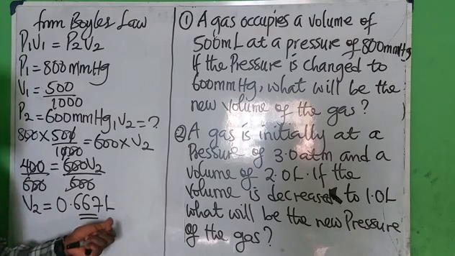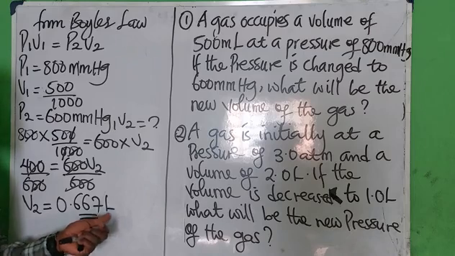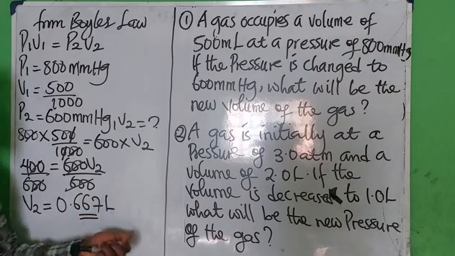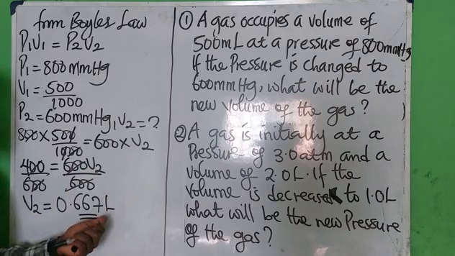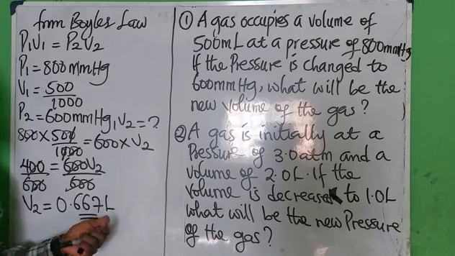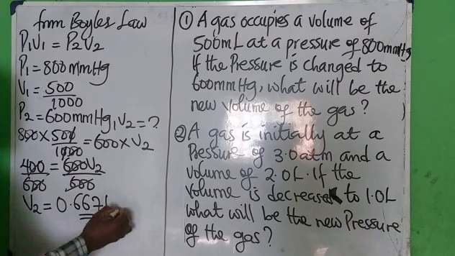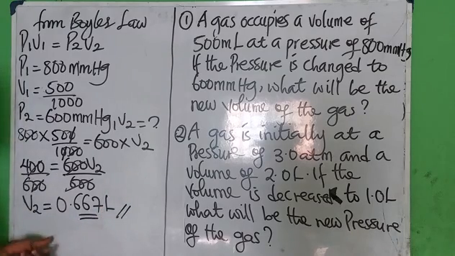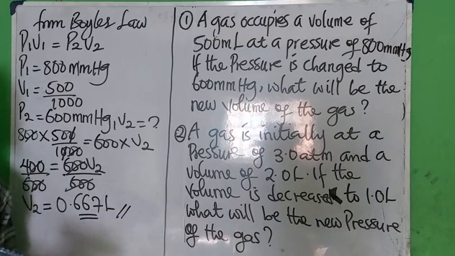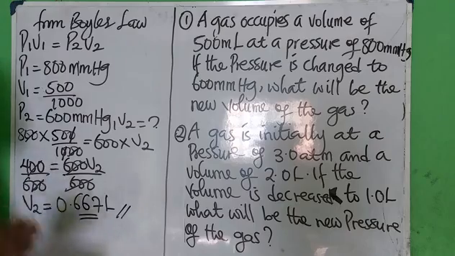But if the options were in milliliter, what did I say? You need not convert. But after getting it, you want to convert back to milliliter. What do you do? You multiply by 1,000. So this is the answer. V2 is 0.667 liter. I believe that is understood enough.